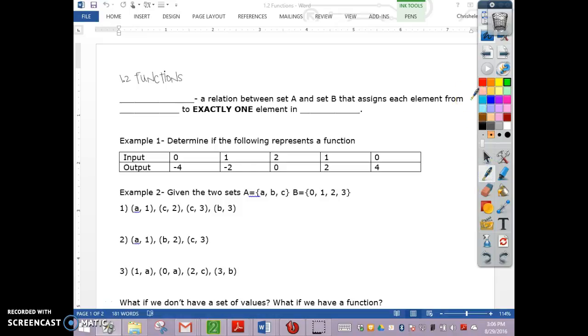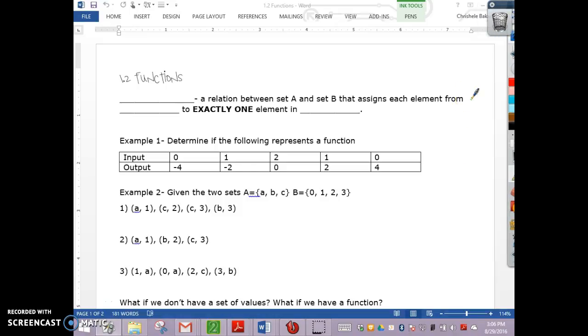Hi everybody, this video is on the basics of functions. This is section 1.2 in your textbook.